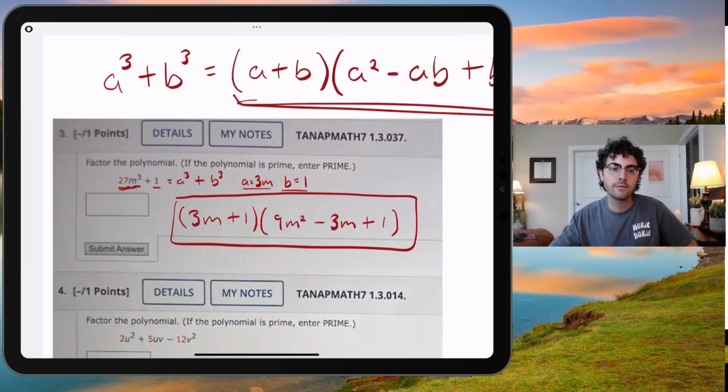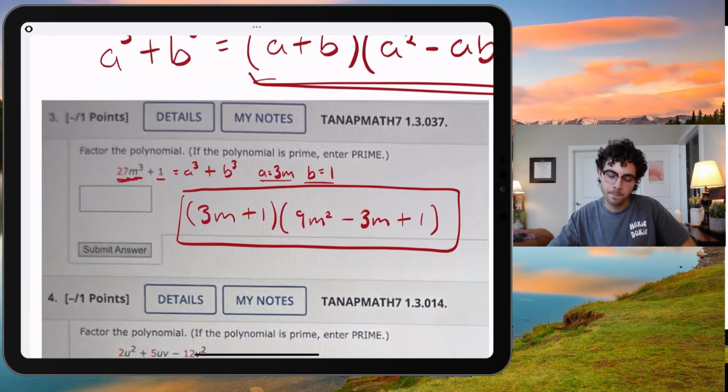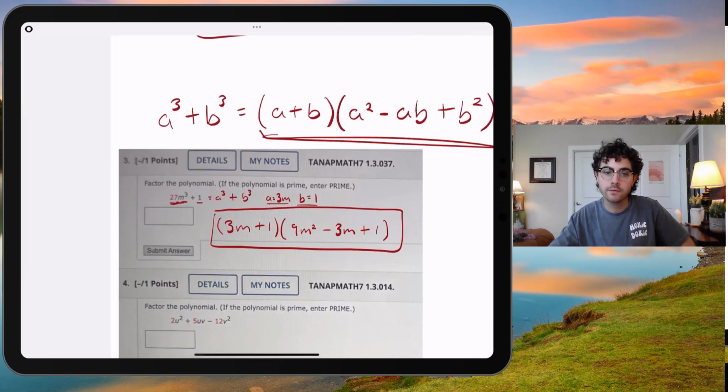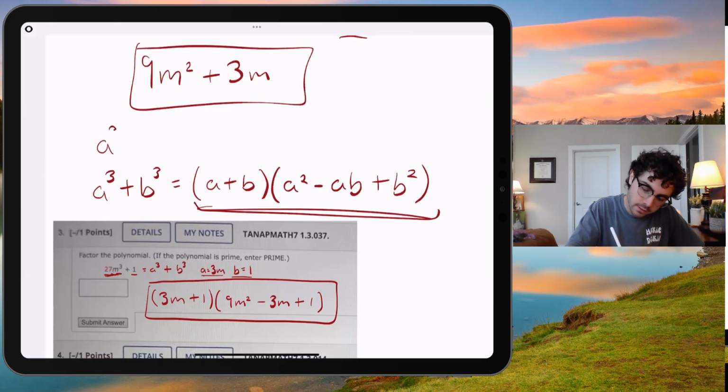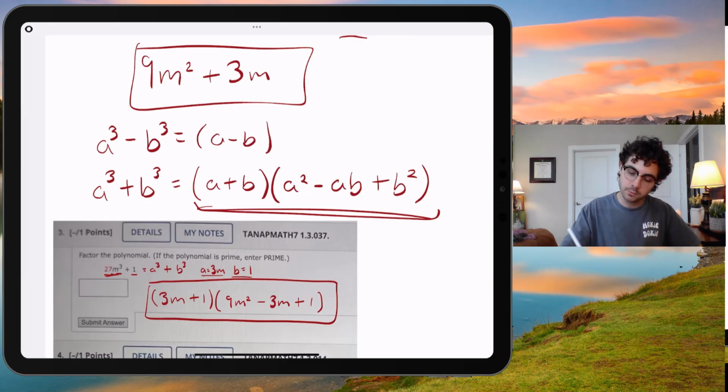Those are our factors for number 3. Again, that was a sum of two perfect cubes. It might help to also investigate a difference of two cubes. Very similar formula, except there's subtraction, and then this part is addition all the way through.